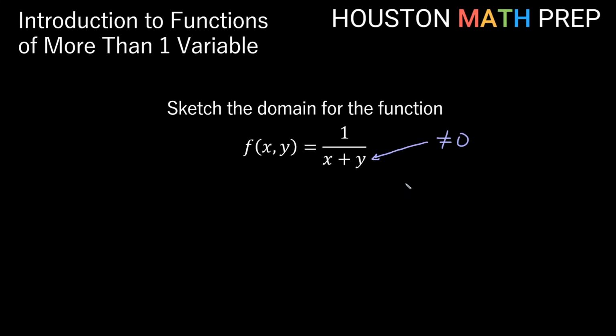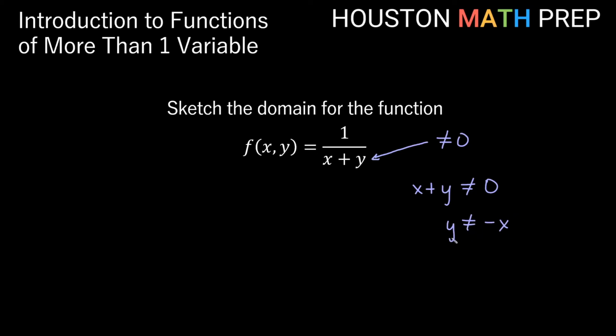So we'll set up x plus y should not be equal to 0. And now how do we go about seeing this in the xy plane? Well, let's sort of treat this not equal to like an equal to for now, and then we'll just remember that it's the opposite of that, right? So if we were going to, let's say, solve this for y, we might subtract the x over to the other side. That would give us that y is not equal to negative x.